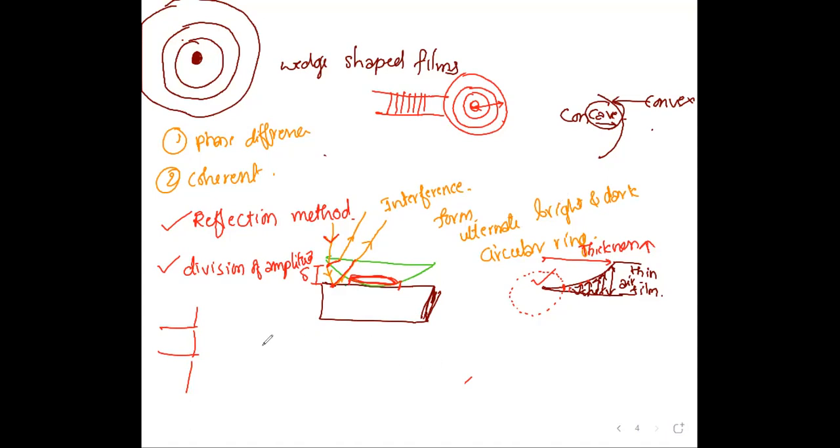Here, we have answered some questions. We defined interference, then the condition for interference. Then we discussed types of fringes, and then we discussed interferometers.